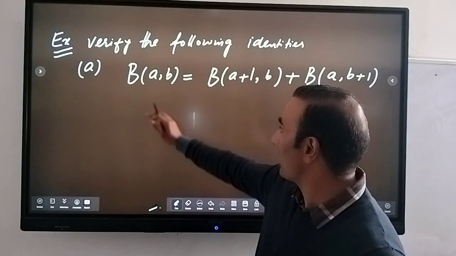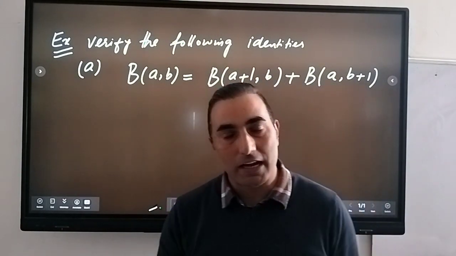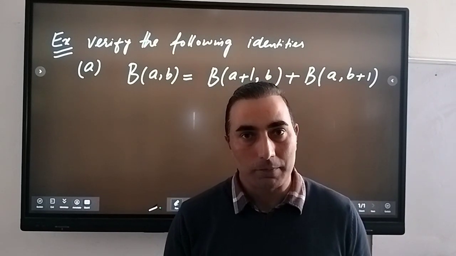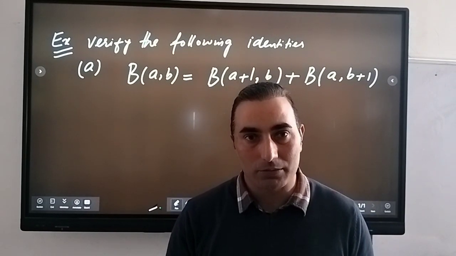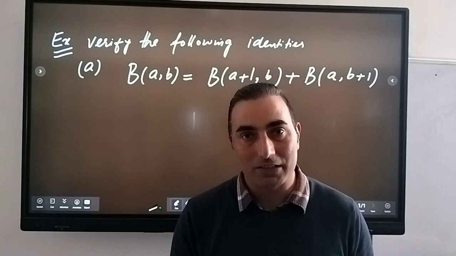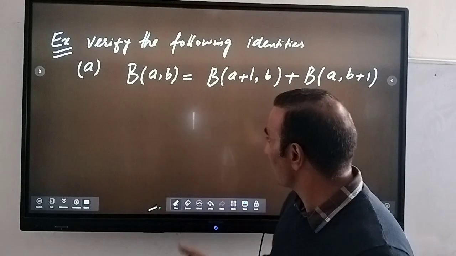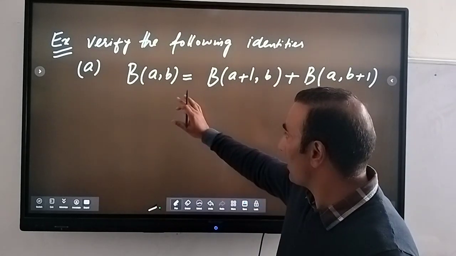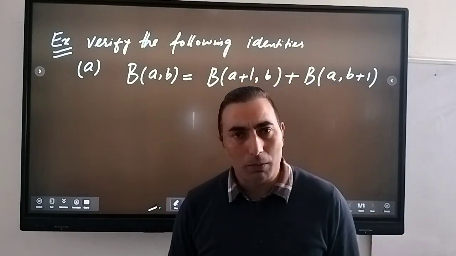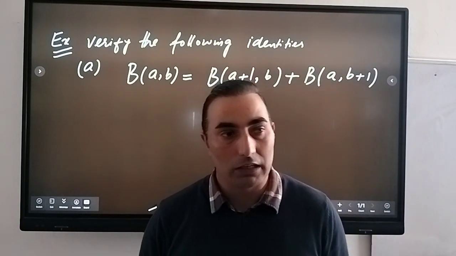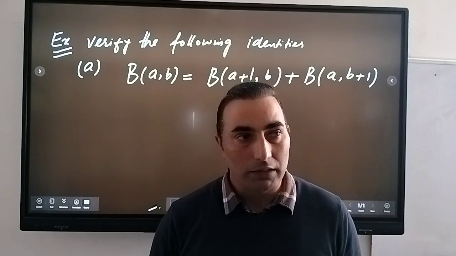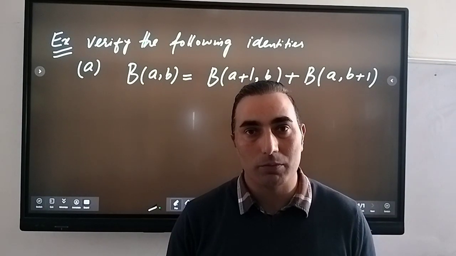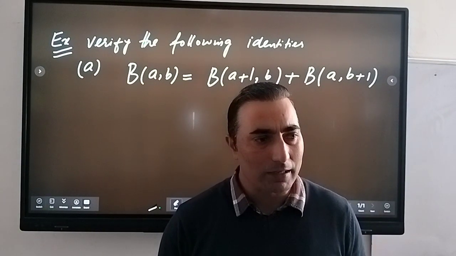The first identity involves B, which stands for the beta function. We can express the beta function using its integral representation, and we need to prove this identity for beta of a, b. But if you remember, in our classwork we have already discussed the relationship between the beta and gamma functions.